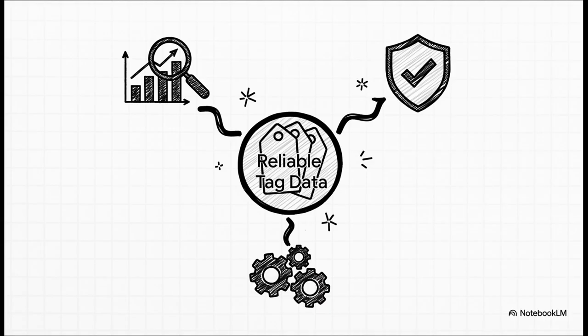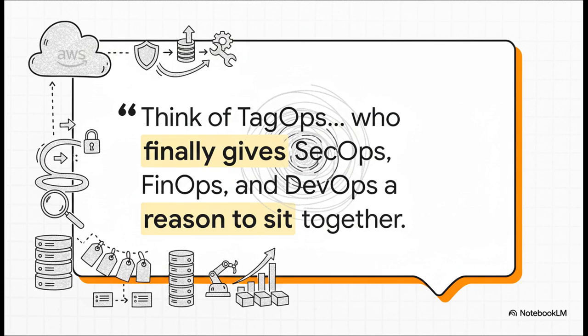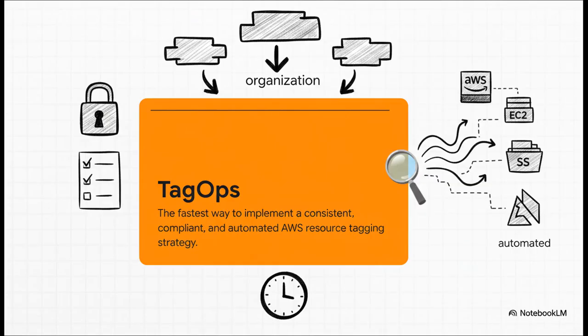You know, there's a line in the documentation that just perfectly captures the spirit of this platform. It says, TagOps is what finally gives SecOps, FinOps, and DevOps a reason to sit together. And it really is that unifying force, getting everyone on the same page about control, visibility, and automation. So, to wrap it all up, TagOps is simply the fastest way to implement a consistent, compliant, and automated tagging strategy across your entire AWS organization.